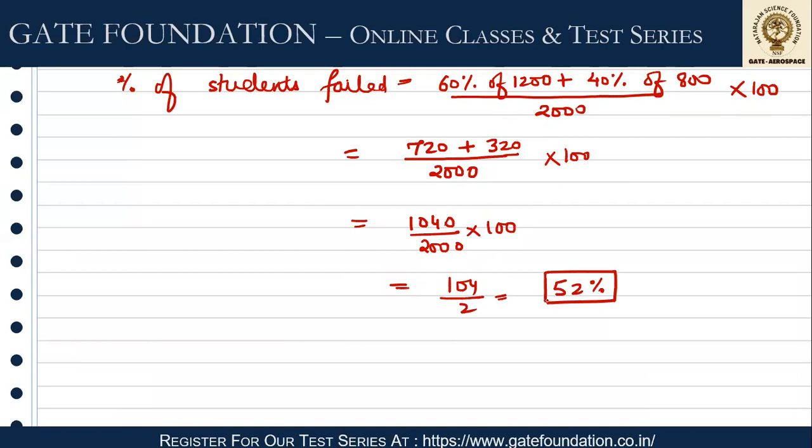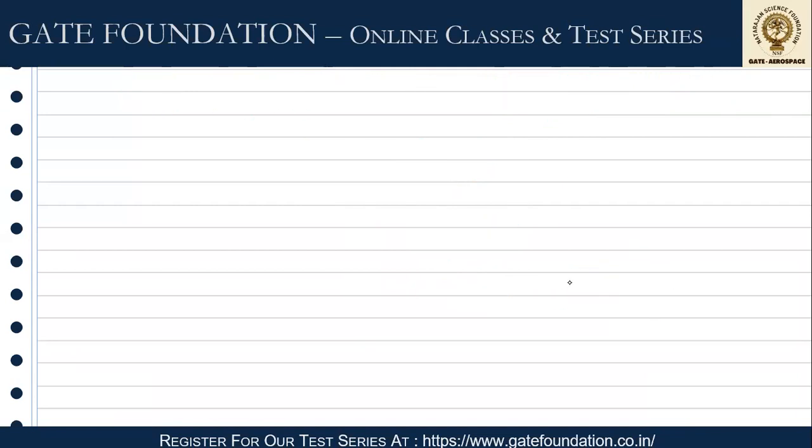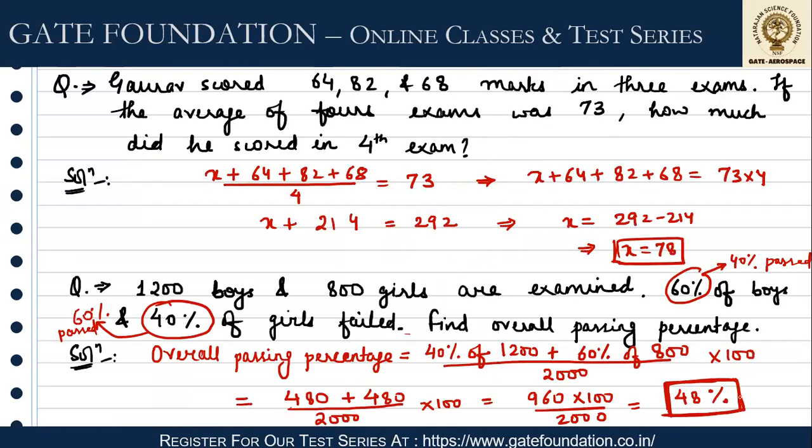Yes, sir, now I got it. I found the mistake. Thank you. The percentage of students who fail is 52 and the percentage of students who pass is 48%, total of 100%. That is correct.